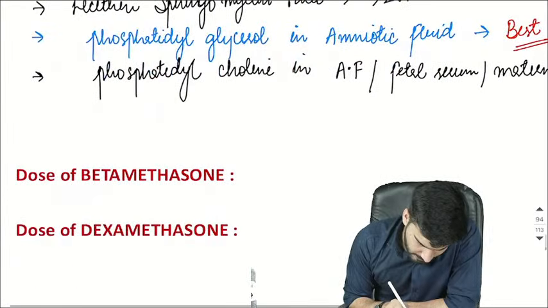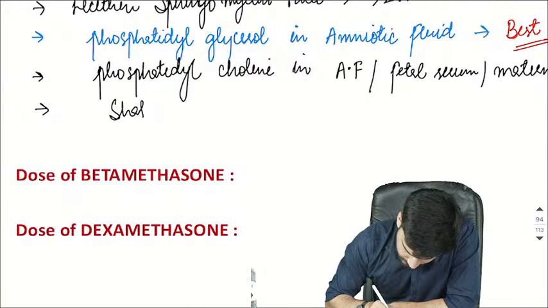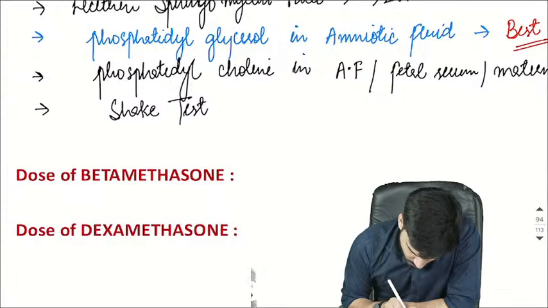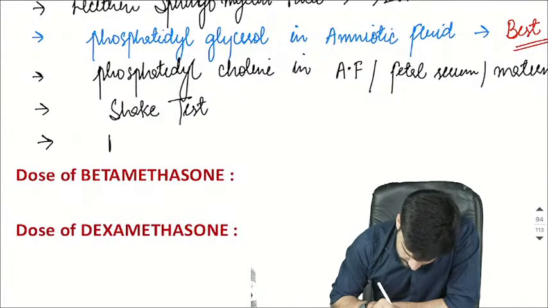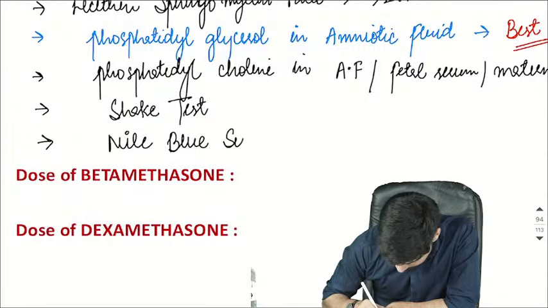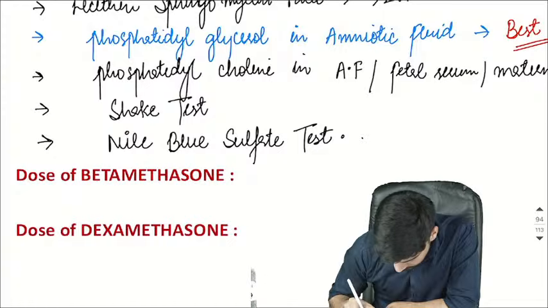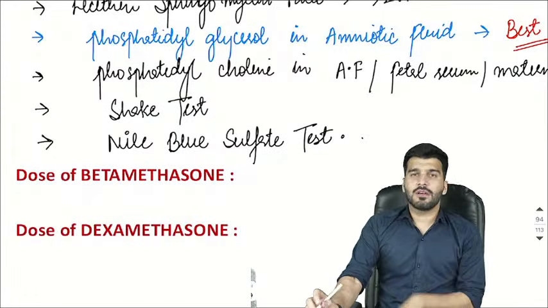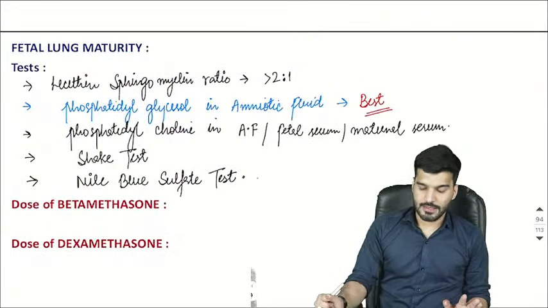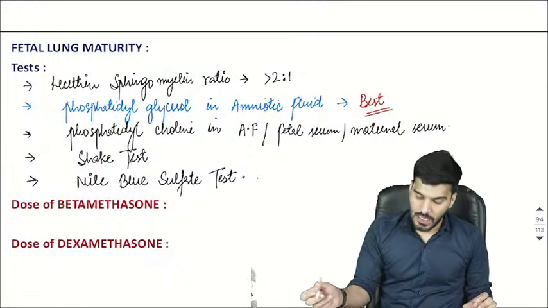Followed by that, we have one more test, that is the shake test or Nile blue sulfate test. If more than 50 cells are orange, that means lungs are mature. More than 50 cells in orange color suggests fetal lung maturity.